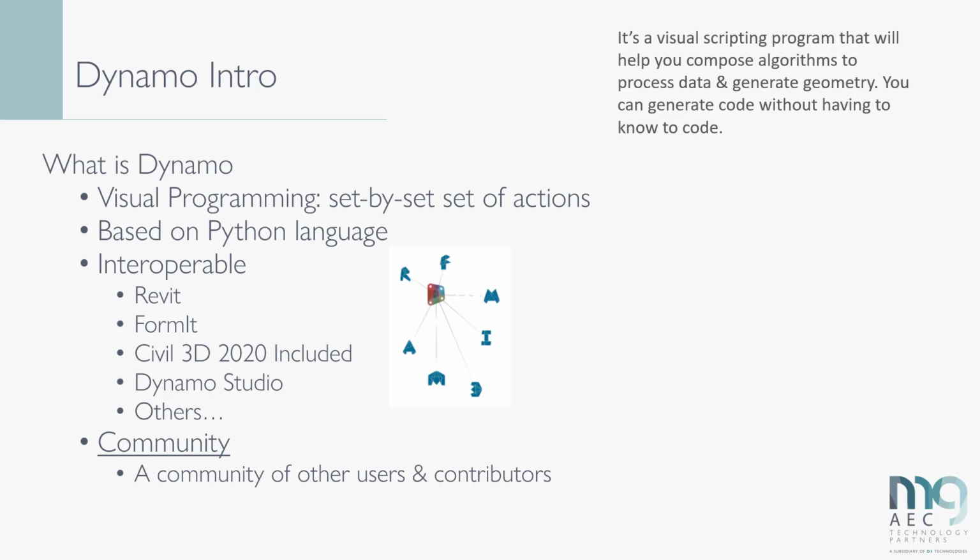So it's basically a visual scripting program. It allows you to do an API type of software programming, but you can do it with just some visual scripts and dragging and dropping these pieces of code around. And it allows you to compose algorithms, process data, generate geometry. You can essentially generate code without having to know how to code. So it's this visual programming, step-by-step actions.